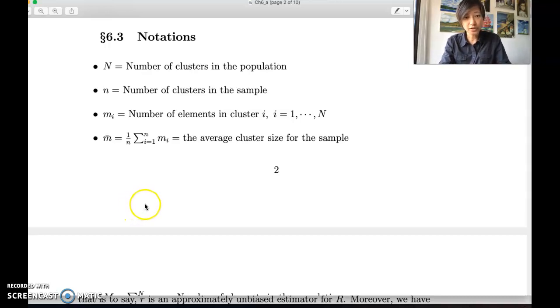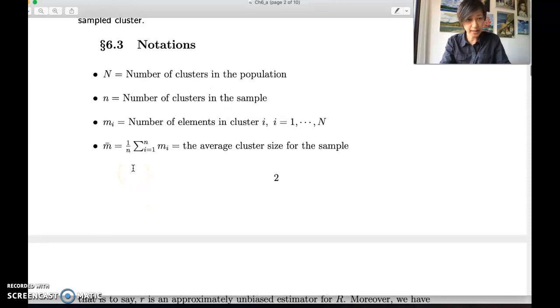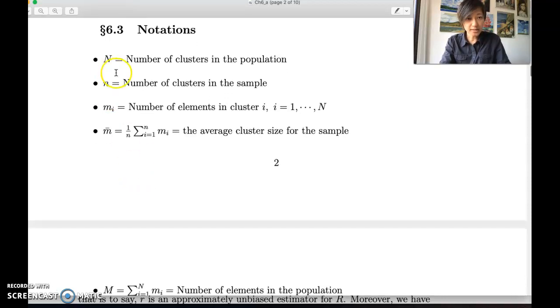Okay, so in the notations, first of all, in section 6.3, we can see that capital N is indeed the number of clusters in the population. So for example, if we are interested in the population, we divide them into different clusters. How many clusters would be capital N in total? And then how many clusters we select into our sample would become our little n.